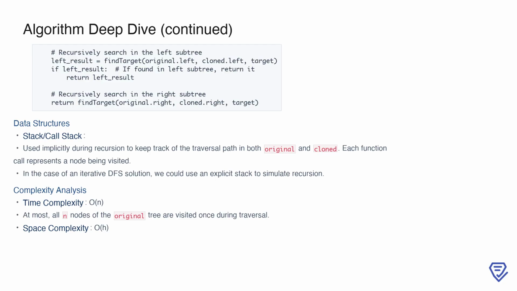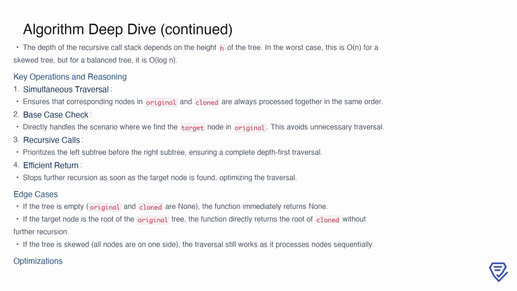The time complexity is O(n), since every node may be visited once, and the space complexity depends on the height of the tree due to the recursive call stack. The space complexity of the recursive solution is determined by the depth of the call stack, which corresponds to the height of the tree. In the worst-case scenario, such as a skewed tree, the height of the tree could be O(n), making the space complexity O(n). For balanced binary trees, the height is logarithmic, resulting in a space complexity of O(log n).